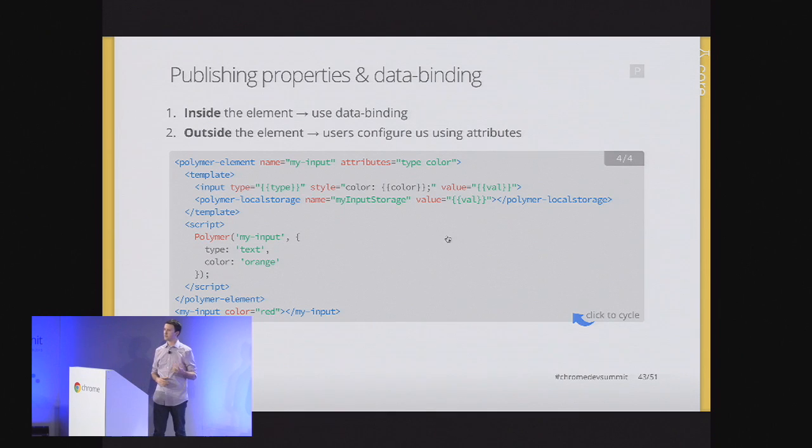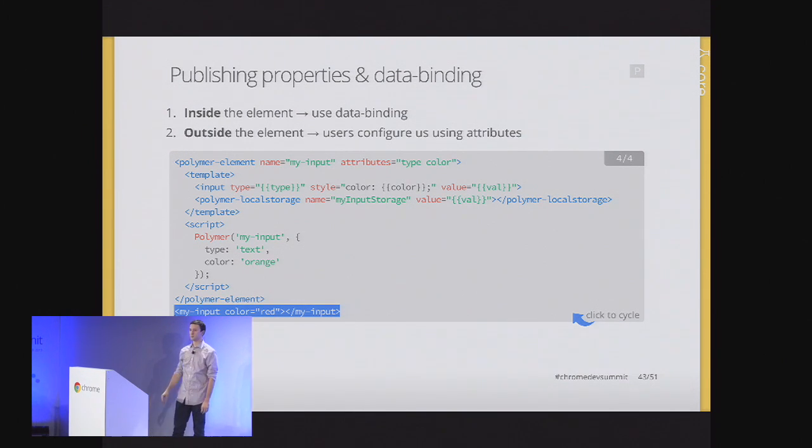The other thing, if you remember from the select case, is that people could change the behavior of the element using attributes. And so in order to do that in Polymer, we have this attributes attribute, where you say, I want to publish the type property, and I want to publish the color property. And so then what people can do from the outside world when they use your element is, for instance, change the default of that color property using an attribute on the tag. So they're overriding my default of orange here to red. And so that's how you are able to customize elements by publishing these properties.